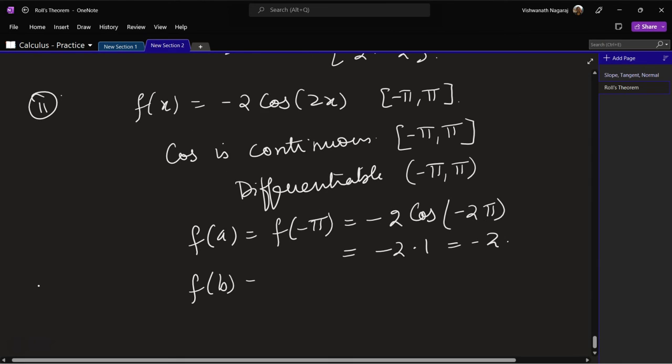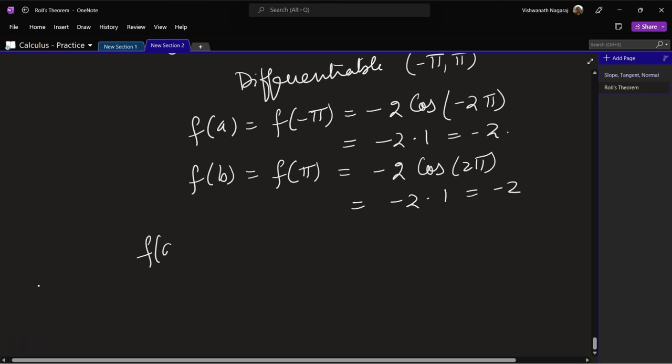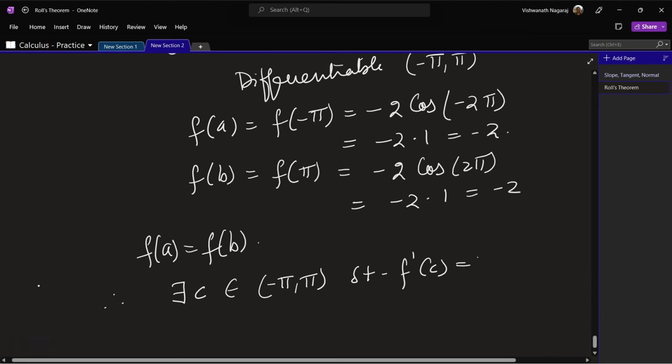Similarly, f of b is equal to f of pi, which is equal to minus 2 cos 2 pi, which is again minus 2 times 1, which is equal to minus 2. So again, f of a is equal to f of b. All the three conditions satisfied. Therefore, there exists c in the interval minus pi to pi such that f prime of c equal to 0.